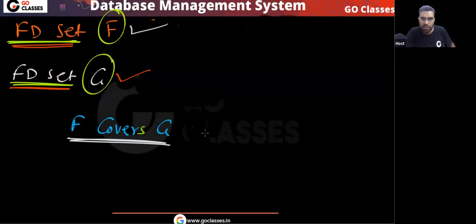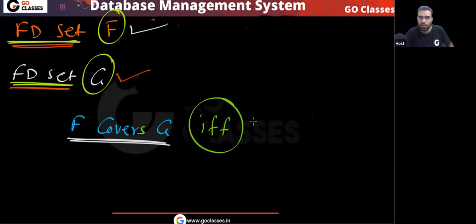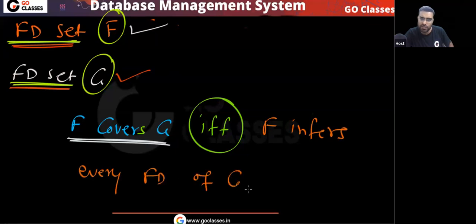Now, F covers G. What does this mean? It means that every FD of G can be derived from F. I can say F infers every FD of G. Is this clear?